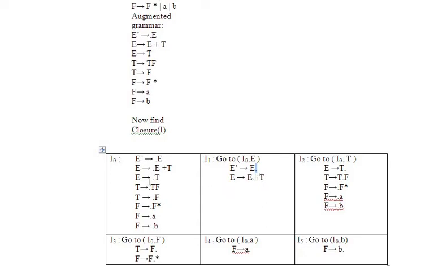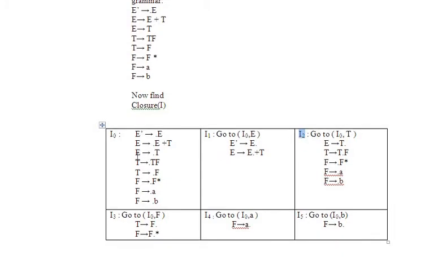Next, these two productions are already considered, in which we moved I0 on E. Then the next state, so the state number is I2. So move I0 on T.